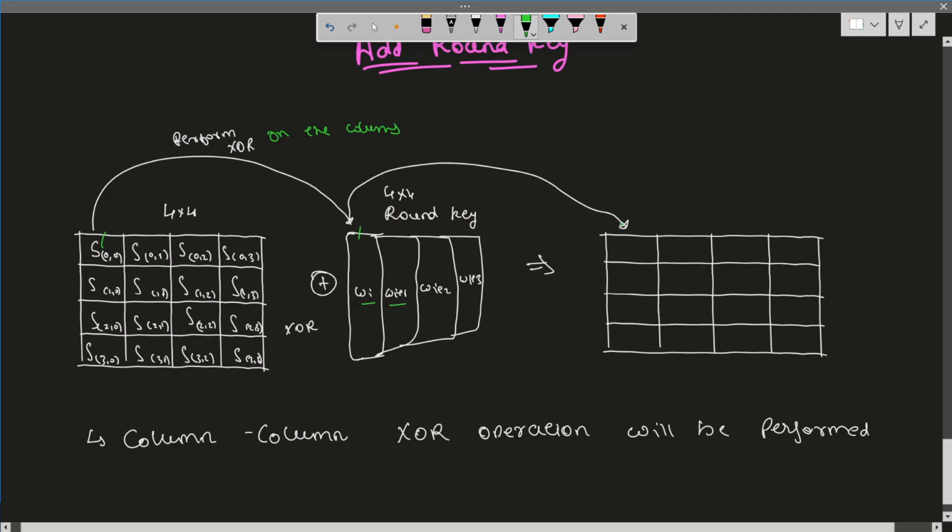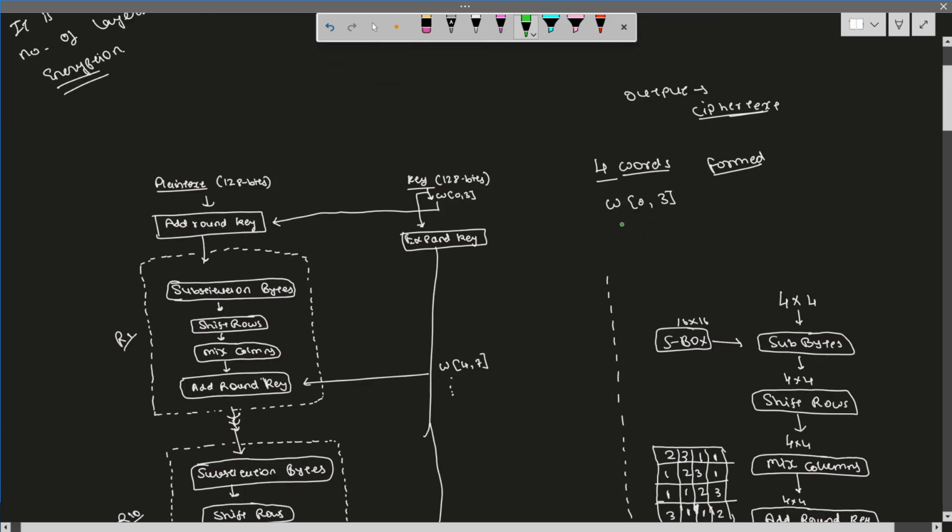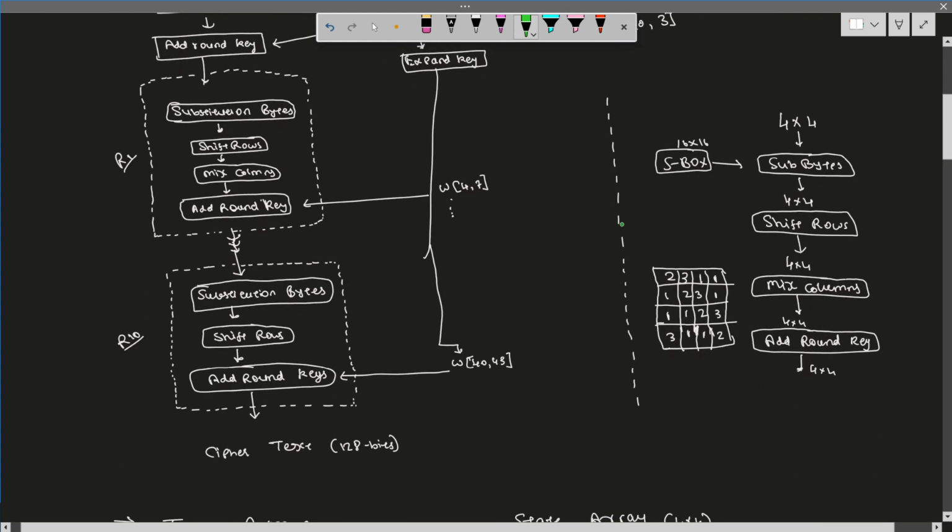The words wi, wi plus 1, wi plus 2, and wi plus 3 are placed accordingly, as we will be using 0 to 3 in the first round. Then, for example, the fourth, fifth, sixth, and seventh words are XORed with the column S00, S10, S20, and S30, and then the output is generated. This is the end of one round of our encryption. This is performed 10 times, and then the final output will be the cipher text, which is 128 bits.